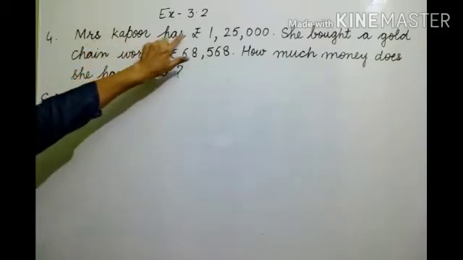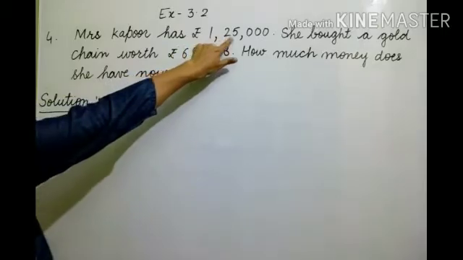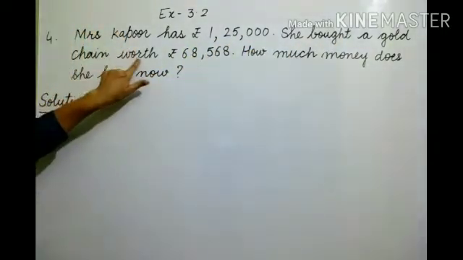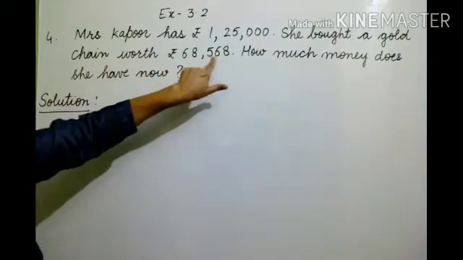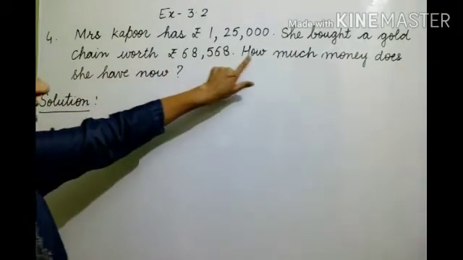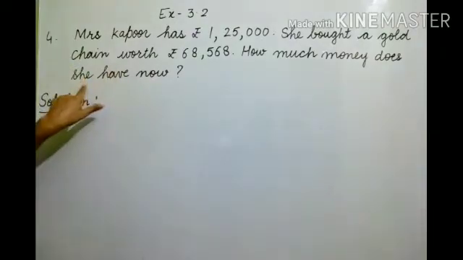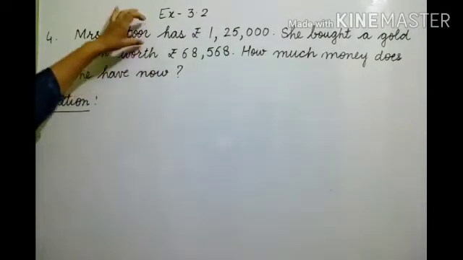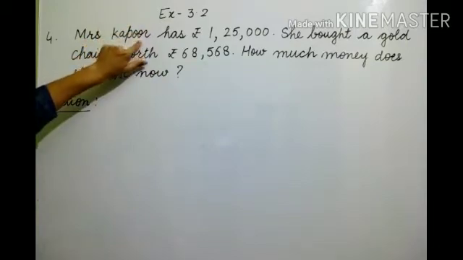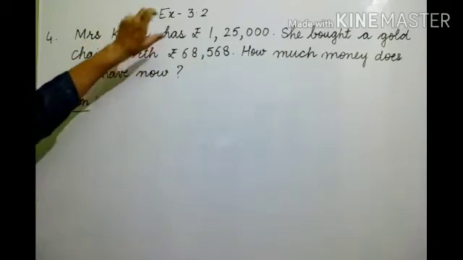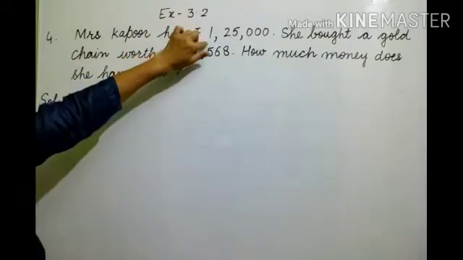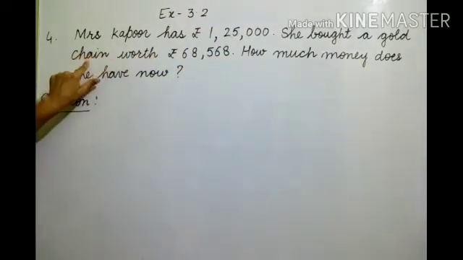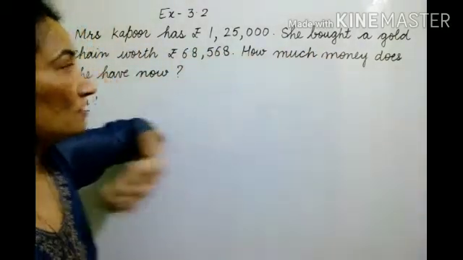Mrs. Kapoor has rupees 1,25,000. She bought a gold chain worth rupees 68,568. How much money does she have now? First we understand the statement, what it is telling. It is telling that Mrs. Kapoor has total money 1,25,000 rupees. Okay. And she bought a gold chain.